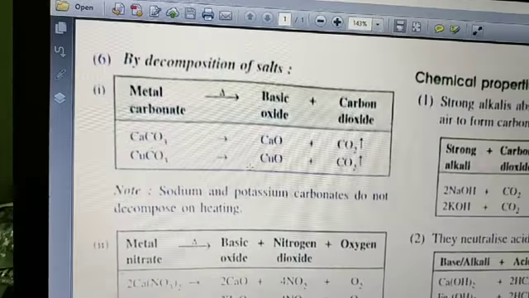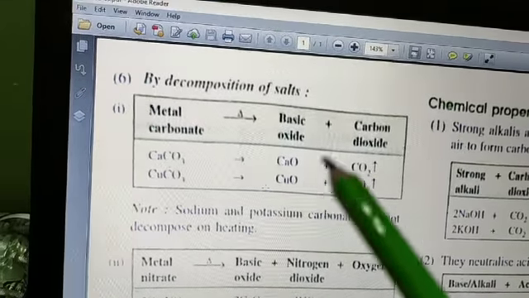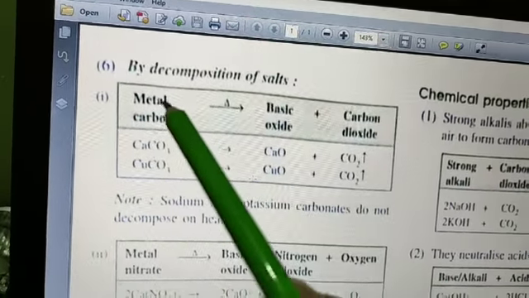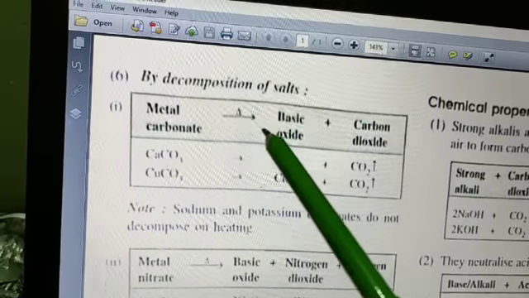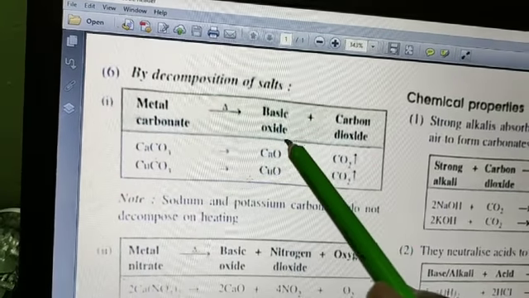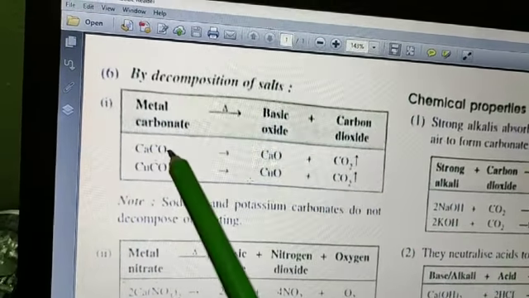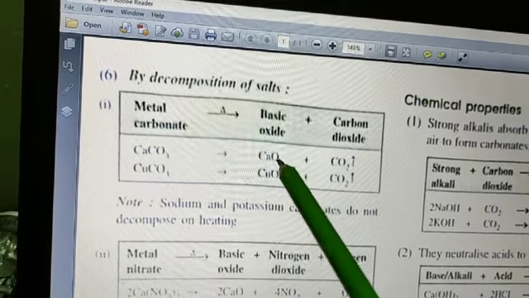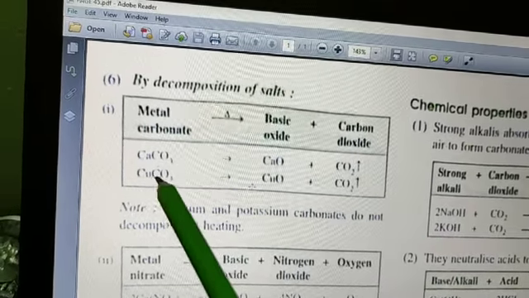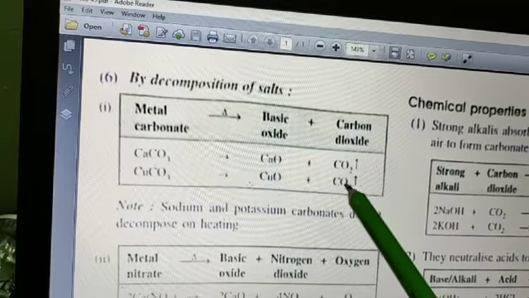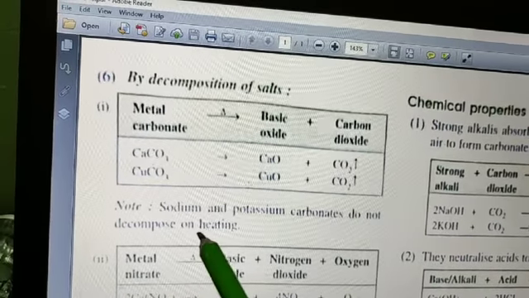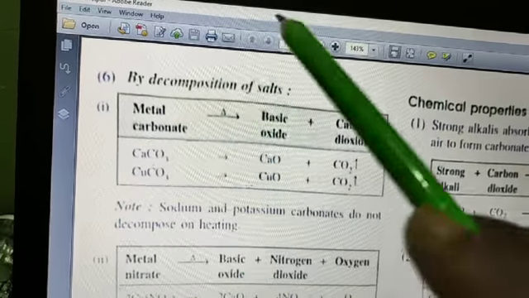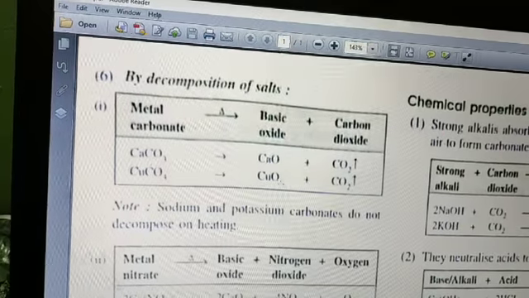The next method is by decomposition of salt. We can also produce a base by the decomposition of salt. Metal carbonate on heating can give you basic oxide plus carbon dioxide. You can take the example of calcium carbonate. On heating it will produce calcium oxide plus carbon dioxide, or copper carbonate can give you copper oxide plus carbon dioxide. So this is by decomposition of salt.